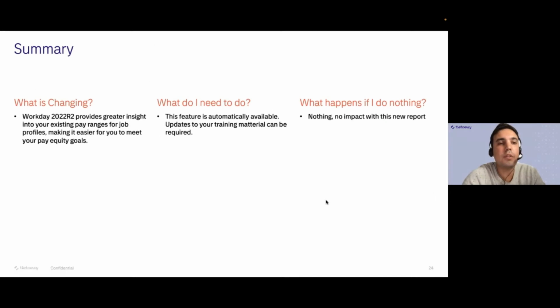So what's changing with this new feature? You have a greater view on your existing pay ranges for your different job profiles, and we have also seen the job family that you can filter on, so it makes it easier for you to audit the existing information. What you need to do: it's automatically available, but as I said, if the domain non-worker data internal compensation benchmark is not enabled, then you will not have access to this report. So you want to make sure that you have the correct security for this domain. And if you do nothing, it is not going to impact your current existing configuration. It's totally opt-in.